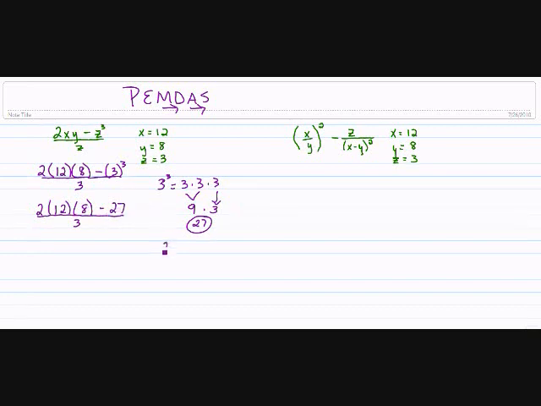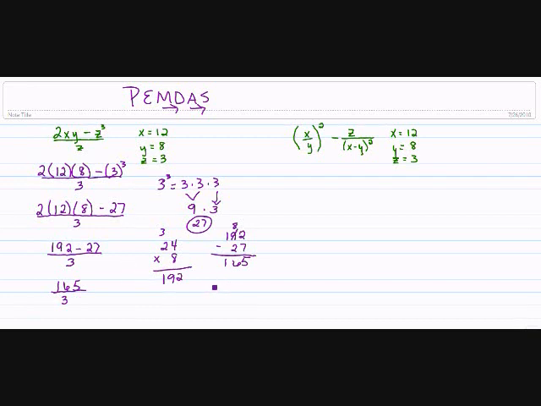Now I can solve 2 times 12 times 8 because multiplication comes before subtraction. So 2 times 12 is 24 times 8. 8 times 4 is 32. 8 times 2 is 16, plus 3 is 19, so that is 192 minus 27 divided by 3. 192 minus 27: borrow, 12 minus 7 is 5. 8 minus 2 is 6. Bring down the 1. So 192 minus 27 is 165 divided by 3.